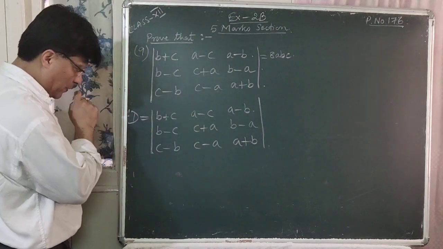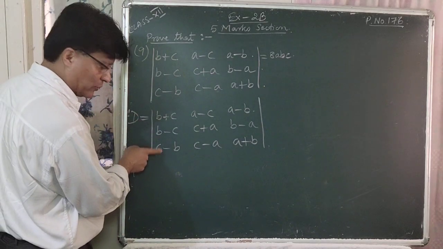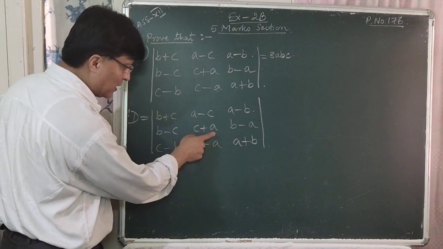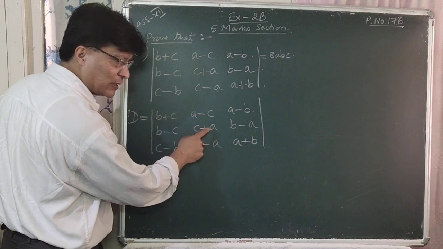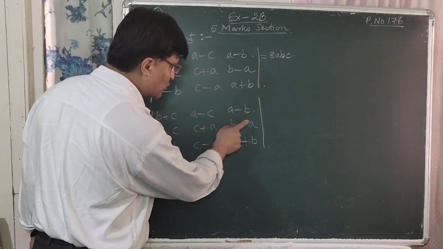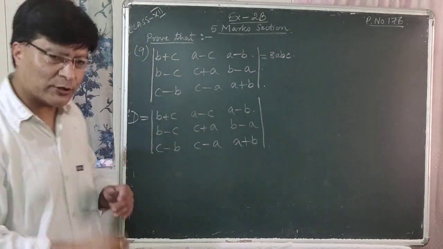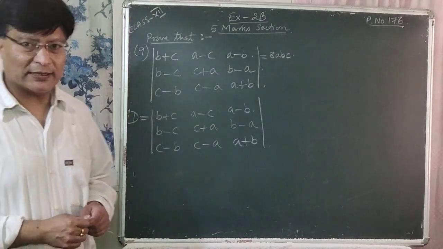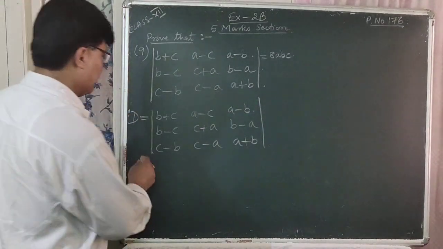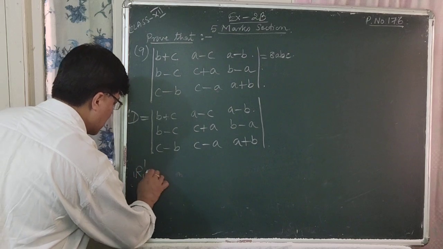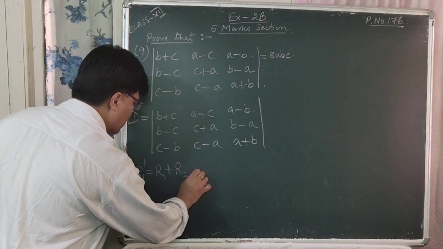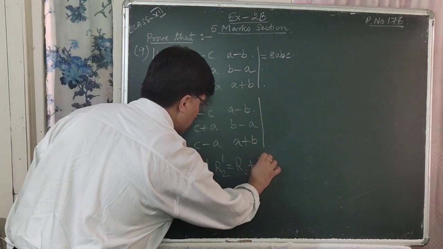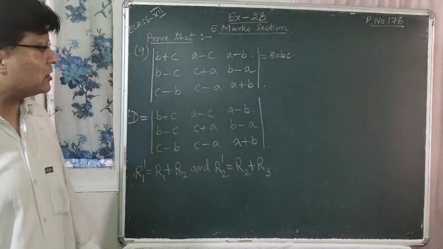Similarly, if you do r2 plus r3, b minus b cancels, c gets cancelled, that is 0, right? a gets cancelled, c plus c is 2c. Here also a gets cancelled, you get 2b. That is quite easier, but you can use maximum 2 properties only here in case of a third order determinant. You know that, isn't it? So let's use that property: r1 dash is equal to r1 plus r2 and r2 dash is equal to r2 plus r3.